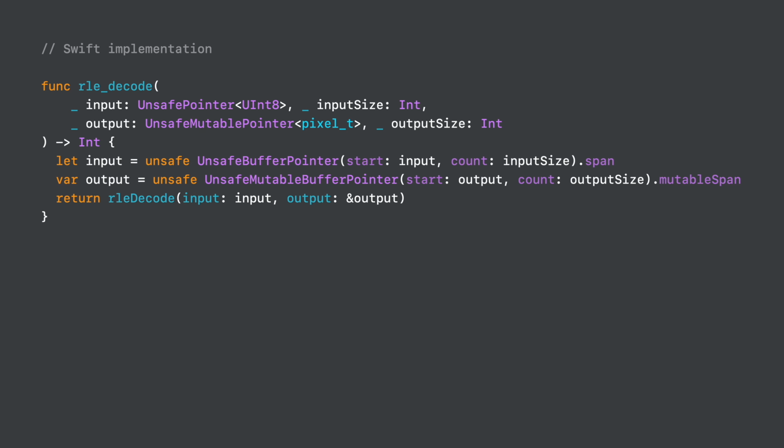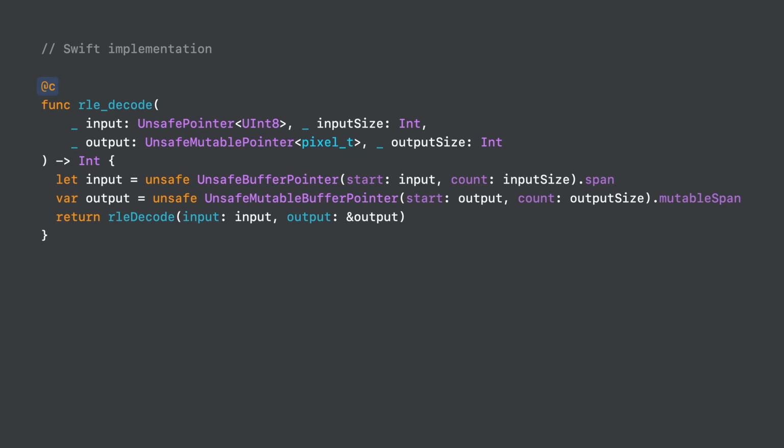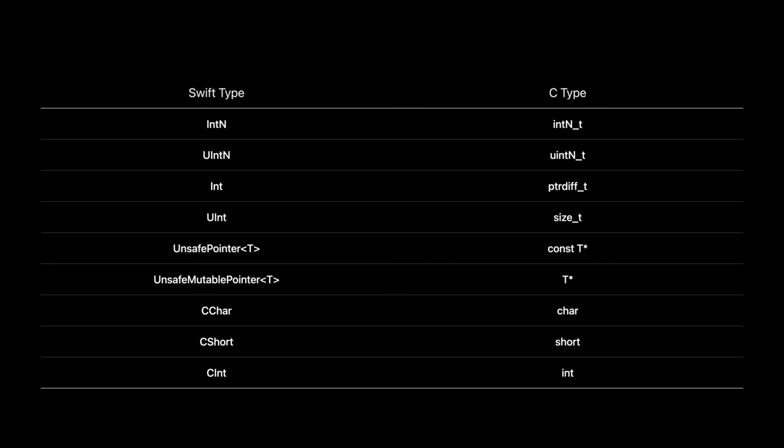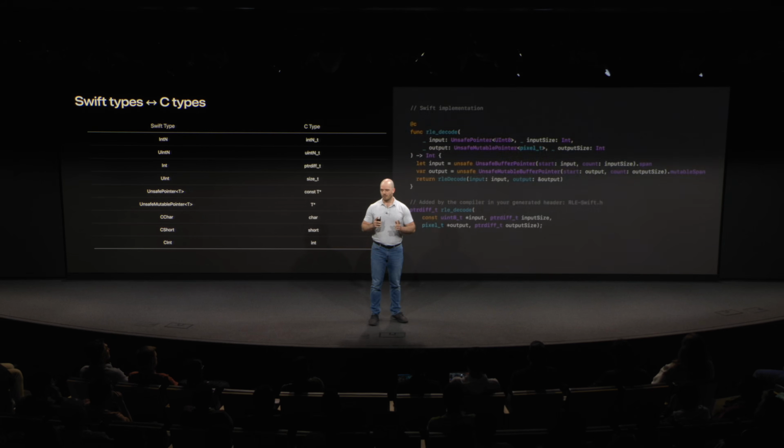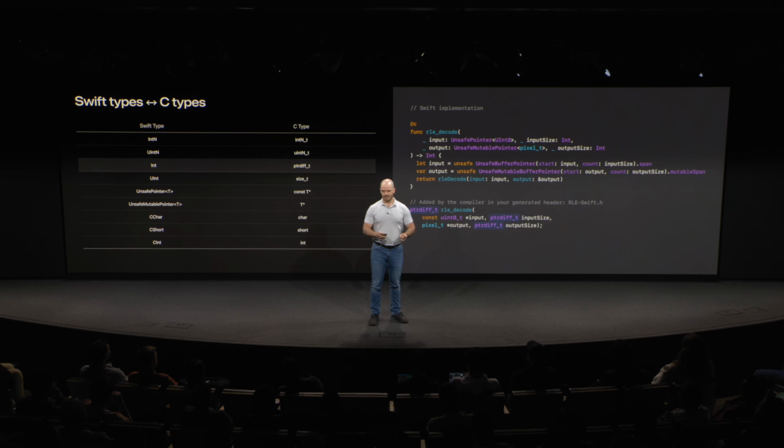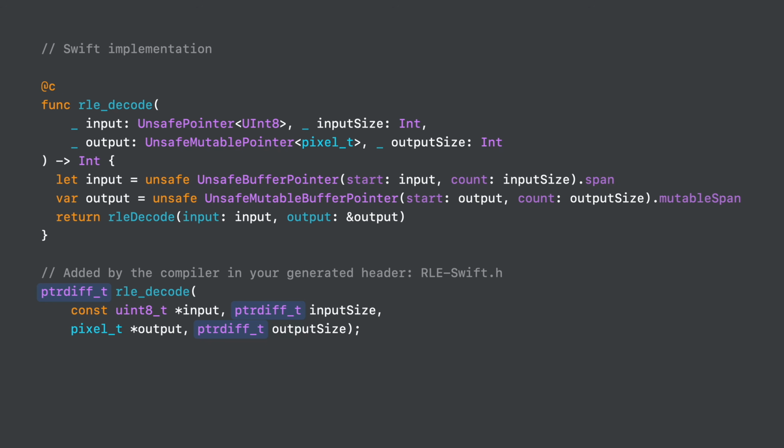Next, the function needs to be exposed to C. There are two ways to do it. The first one is to add the @c attribute to the function. When using @c, Swift translates its types to reasonable corresponding C types. For instance, the Swift Int32 type translates to int32_t. All C basic integer typedefs translate to their expected counterpart: CChar to char, CShort to short, CInt to int, etc. Mind that Int translates to ptrdiff_t. And this is a reason that RLE decode code accepts and returns ptrdiff_t instead of size_t.